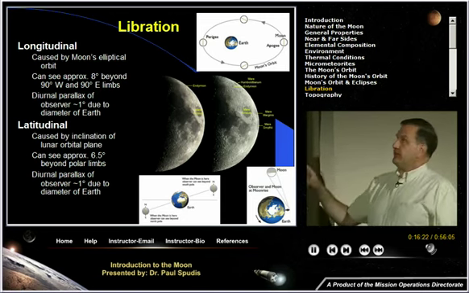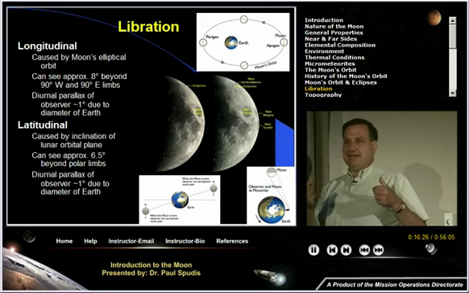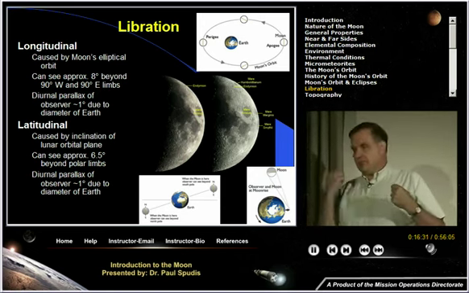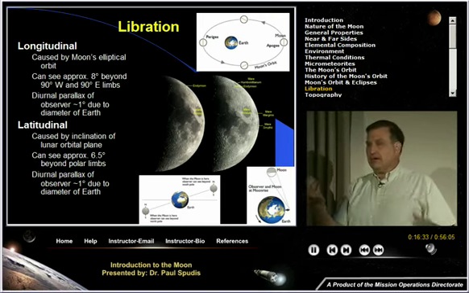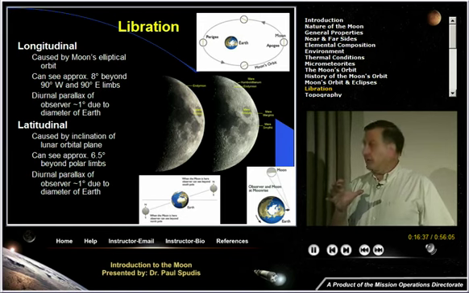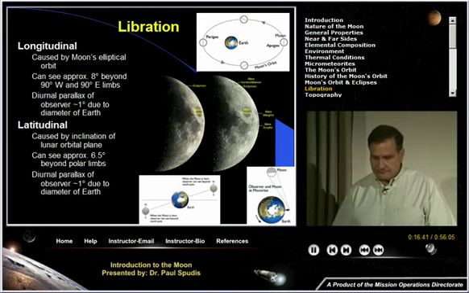In both cases, there's a diurnal libration effect caused by the fact that the Earth has an apparent diameter. So at one point, when you see the moon, 12 hours later, at moonset, you're seeing an equivalent parallax from the diameter of the Earth. And that adds about 1 degree to the amount of libration in both cases.